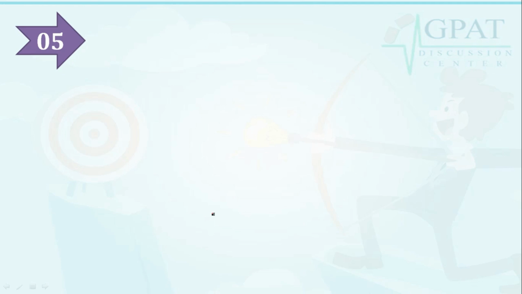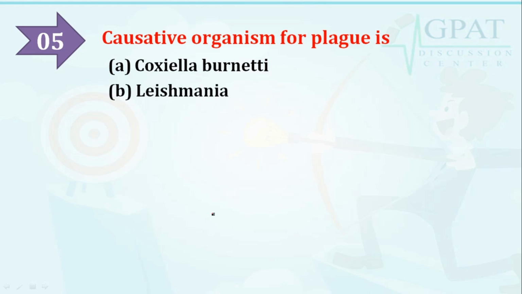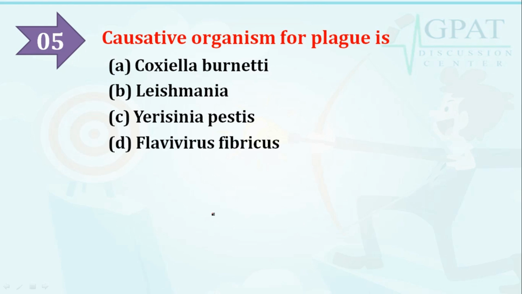Next question, question number 5. Causative organism of plague is. First option is, Leishmania, Yersinia pestis, Flavivirus. Plague is caused by, and the right option is Yersinia pestis.